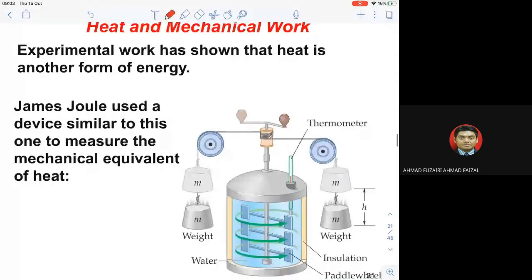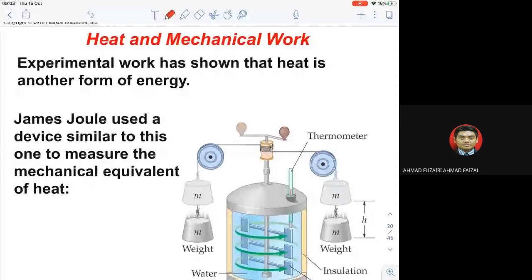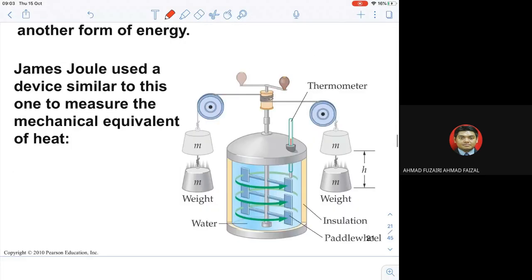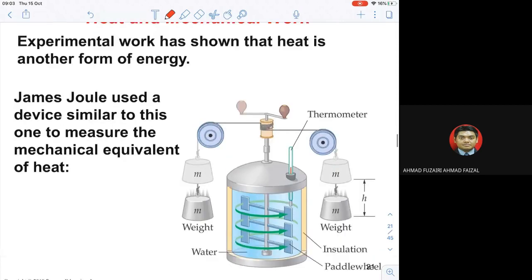Okay, so let's continue. Heat and mechanical work, right? So this is how they did the experiment. They did the experiment, maybe a mechanical work in order to get heat, or maybe from heat to do the mechanical work. So just vice versa. So in order to understand the concepts of from heat to do a mechanical work and from mechanical work to do heat.